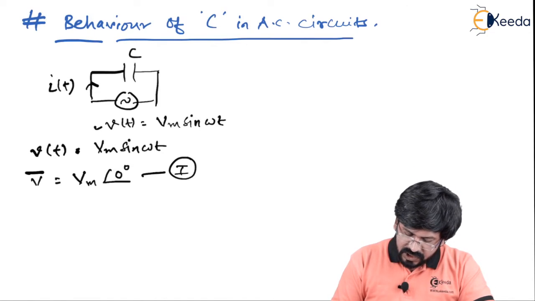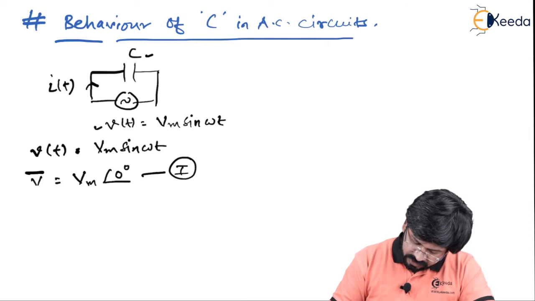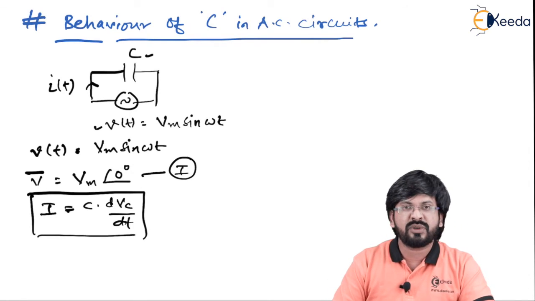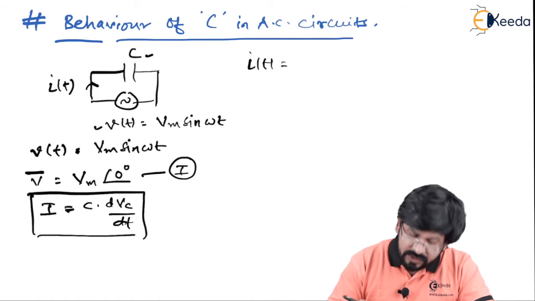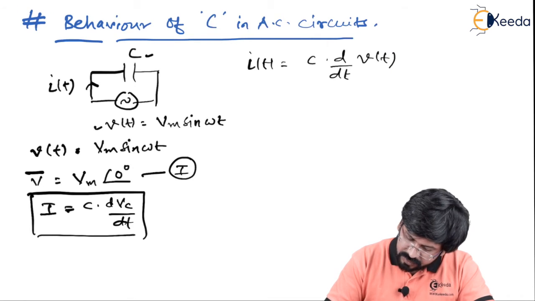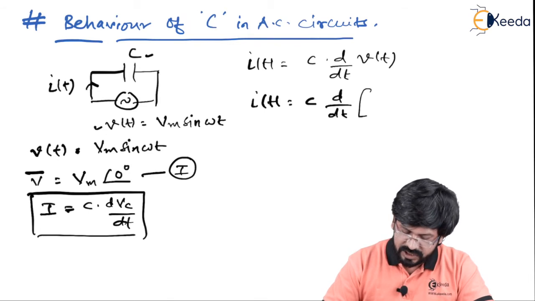Now, if V of t is known and the capacitor value is known, it is easy to get I of t by using a popular relation called the current relation for capacitor, which is I is equal to C into dVc by dt. This is a standard relation by which we calculate current through the capacitor if the voltage across the capacitor and the value of capacitor are known to us. So now I can write I of t, because this is what we have to calculate, as C into d by dt of V of t. And what is V of t? It is Vm sin omega t.